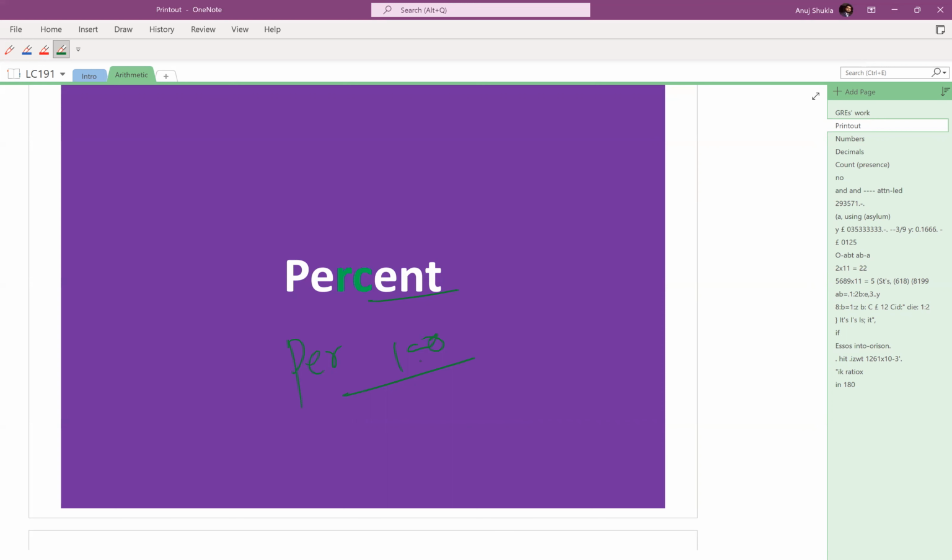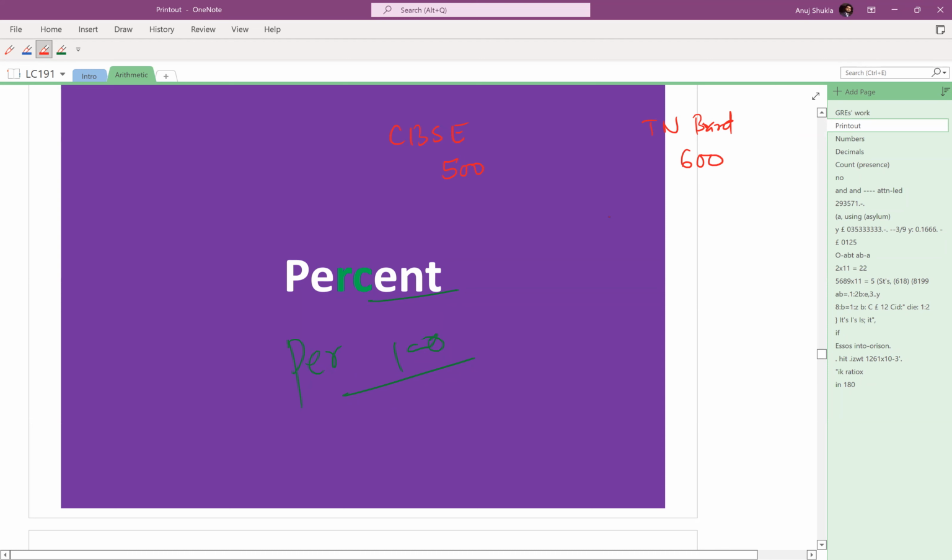I don't care how much you have scored, but I know how much you have scored out of 100, that only I'll count. Suppose I say that there are two students. One student is from CBSE and the other student is from Tamil Nadu board, right? He has scored, suppose, 500 marks and this person has scored 600 marks. Who has scored more marks? TN board. TN board student scored more marks. Others?